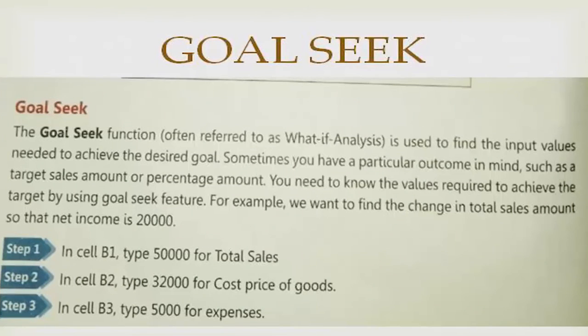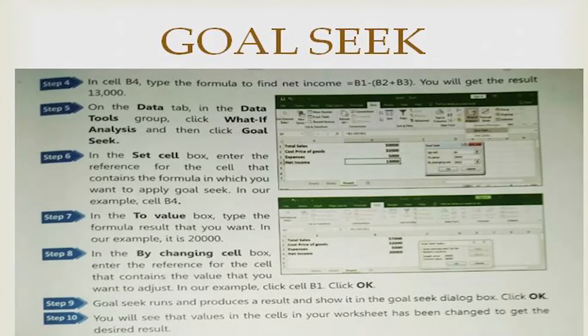For example, we want to find the change in total sales amount so that the net income is 20,000. Let us see the steps for goal seek. Step 1, in cell B1 type 50,000 for total sales, in cell B2 type 32,000 for cost price of goods, and in cell B3 type 5,000 for expenses. Next, in B4 type the formula to find the income: equal to B1 minus bracket of B2 plus B3. You will get the result of 13,000.